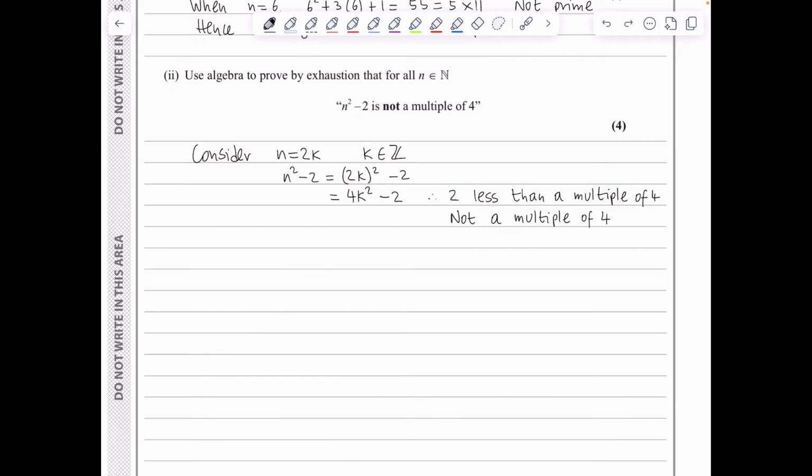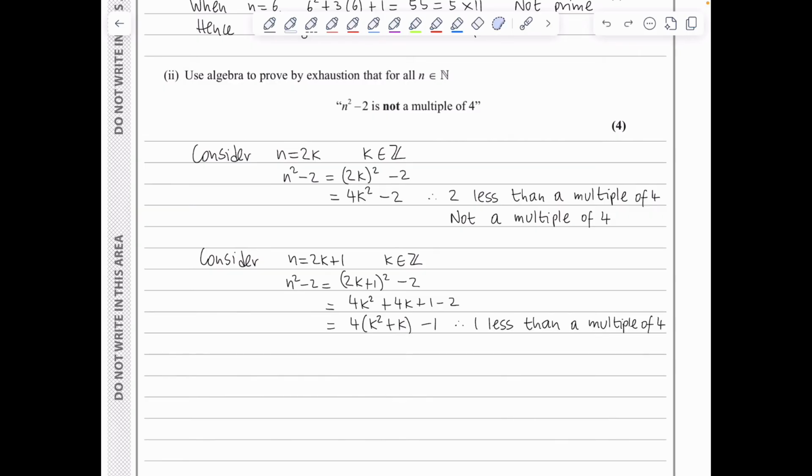We then proceed by considering the case that n is odd. So we consider n is 2k plus 1 for some k in the integers. So n squared minus 2 is going to be (2k plus 1) squared minus 2, which I will expand to get 4k squared plus 4k plus 1 minus 2. I will factor out the 4, so 4 brackets k squared plus k minus 1, which I recognize as 1 less than a multiple of 4, so again not a multiple of 4.